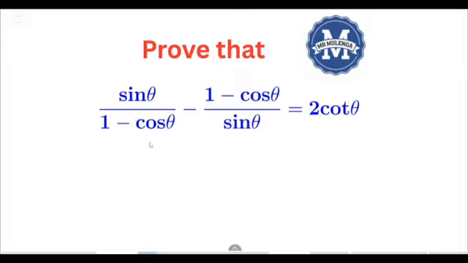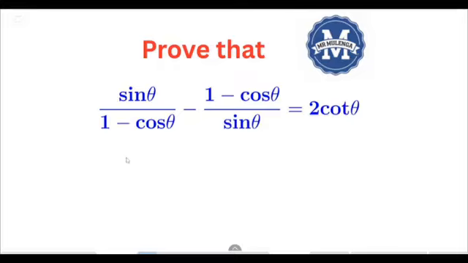So here we can either use the left hand side to prove the right hand side, or we can use the right hand side to prove the left hand side. Now you have to be careful. You need to identify which side will be easier for you to prove. In this case, you can notice that the left hand side will be easier to prove than the right hand side. So we can use the left hand side to prove the right hand side.